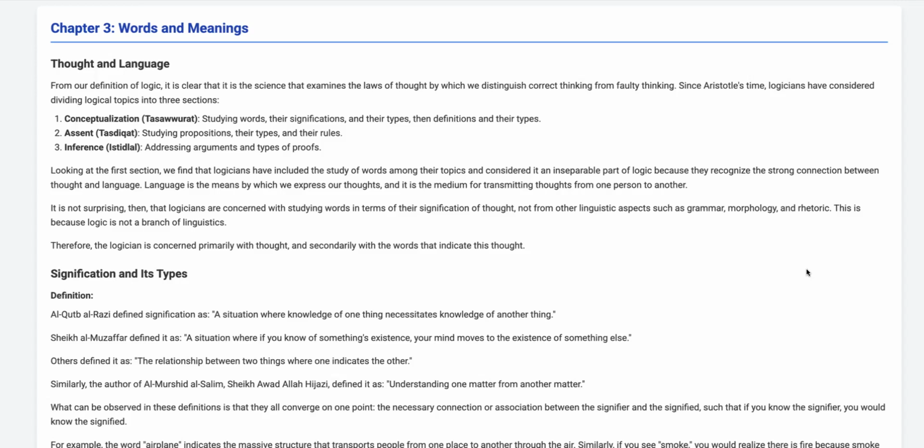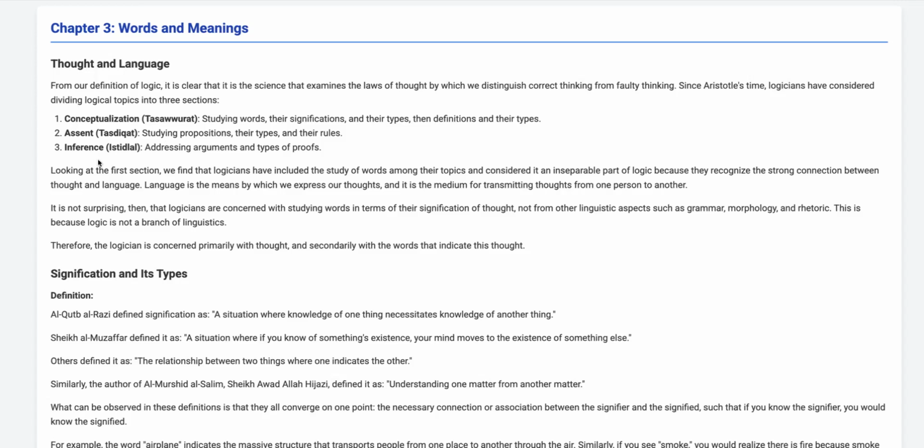They're concerned with this, not with other linguistic aspects such as grammar, morphology, rhetoric. They're not worried about that. They're worried about what the word signifies. What is its madlul? So you have the dalil, and then what it indicates is its madlul, and the process is that the dalala of that dalil is directing you towards that madlul. And seeking that is called istidlal.